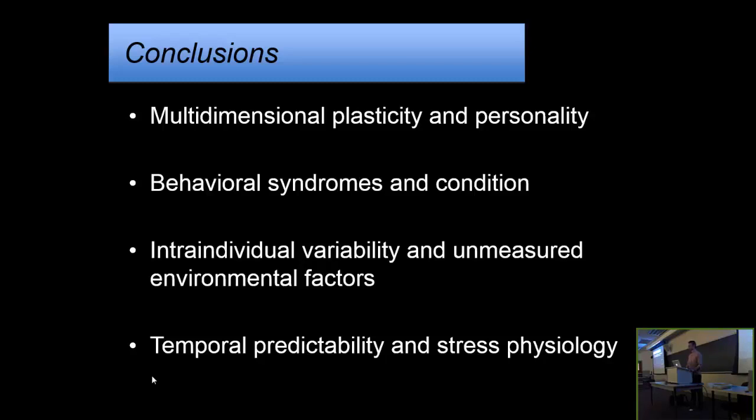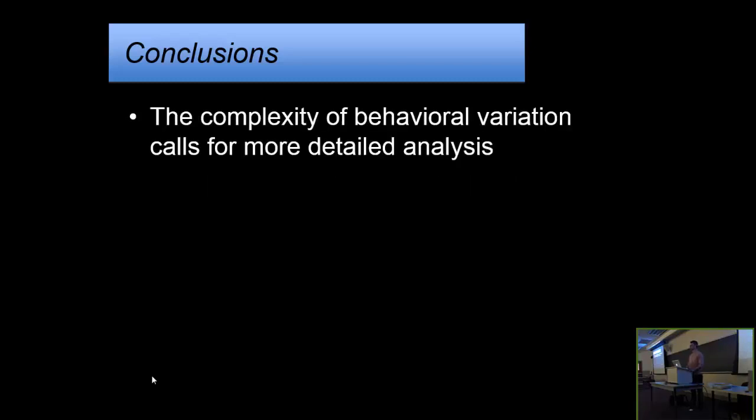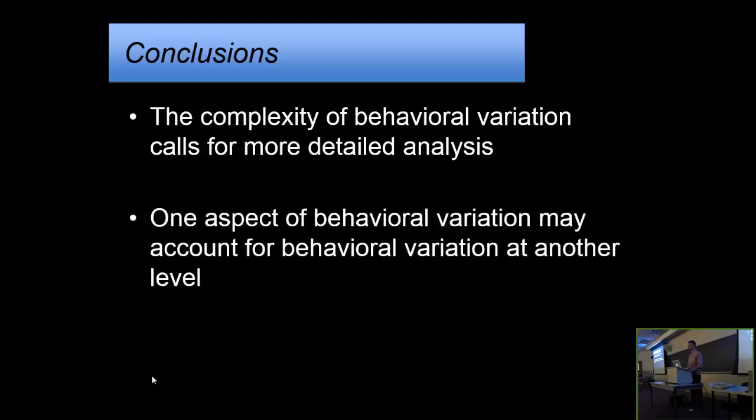Some of the broader conclusions are that the complexity of behavioral variation calls for more detailed analysis, which the field has been moving towards, and I think some of these results show that can help inform us about some of the causes of behavioral variation, not just in terms of evaluating something like condition or environmental variation or stress physiology, but also that one aspect of behavioral variation may account for behavioral variation at another level. And that's another active area of research that I think this contributes to, that there may be relationships between plasticity and personality and intra-individual variability.